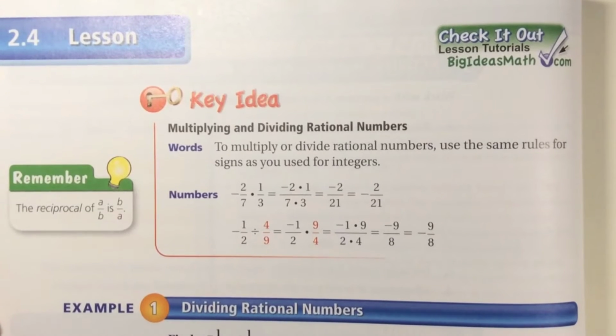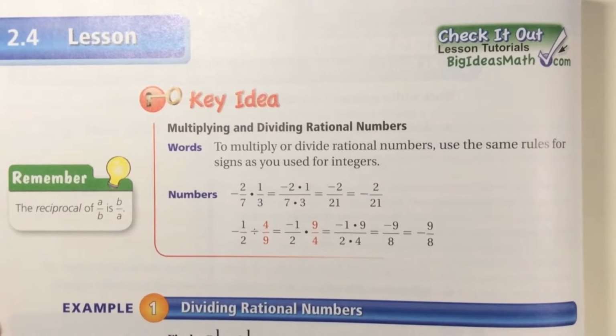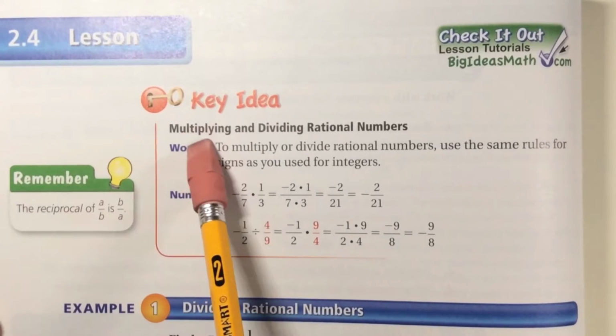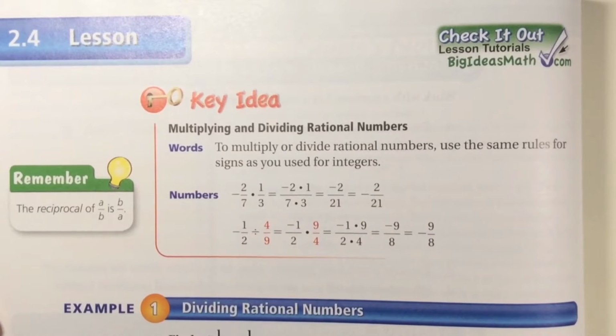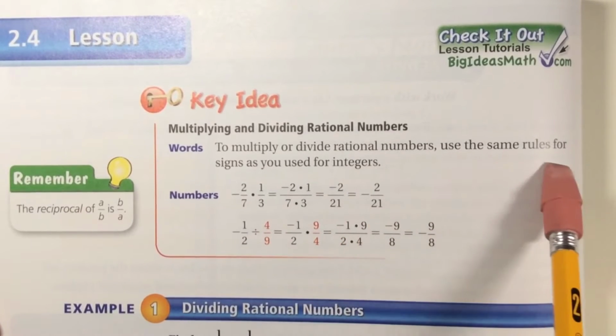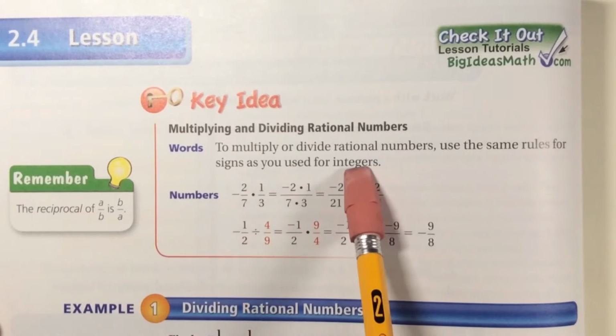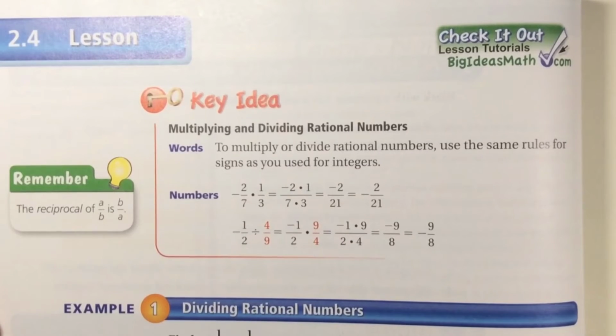Okay, this is lesson 2.4, which is on page 66 of your math book. And we're talking about multiplying and dividing rational numbers. So when we're multiplying and dividing rational numbers, use the same rules for signs as you did for integers. Same sign will make it positive, different signs will make it negative.